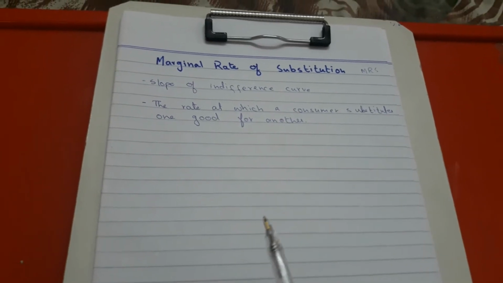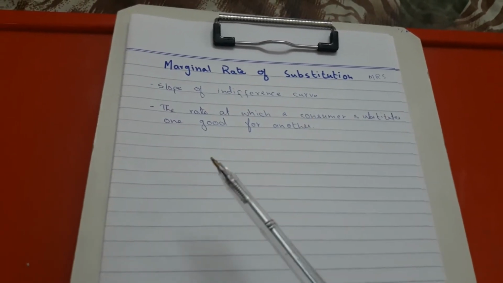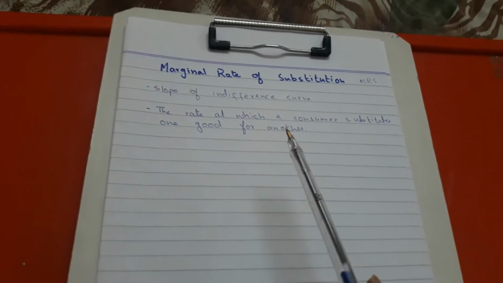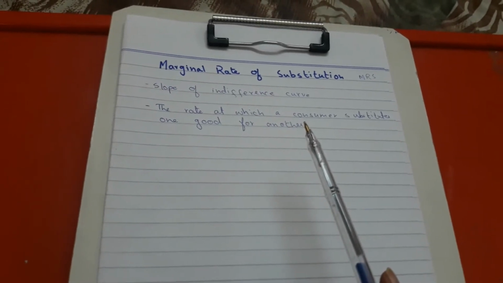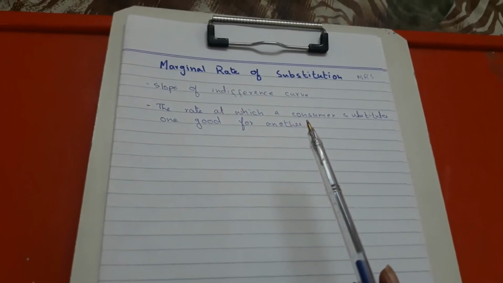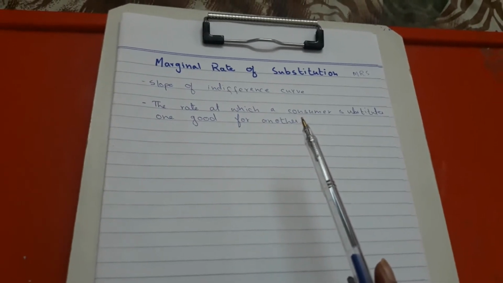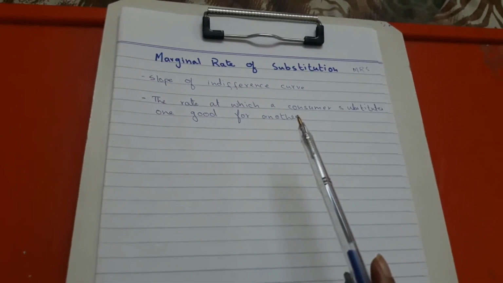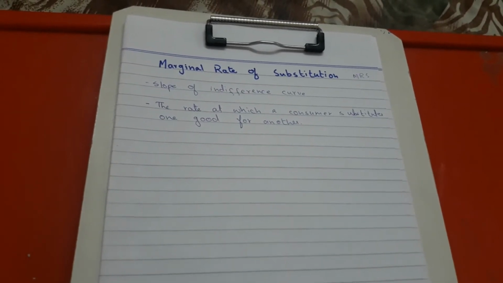So the slope of an indifference curve is negative. So that's why MRS is always negative as well. It is the rate at which a consumer substitutes one good for another while maintaining the same level of utility. For example, if a consumer is consuming 10 units of good Y and 2 units of good X, how many units of good Y will he have to give up in order to gain one extra unit of good X while maintaining the same level of utility as before.